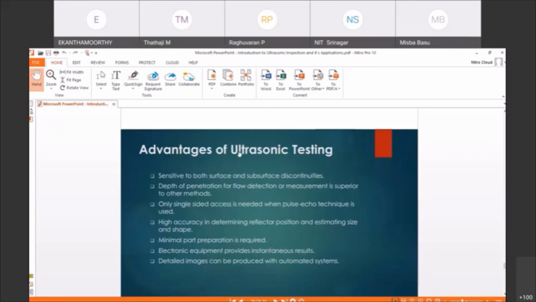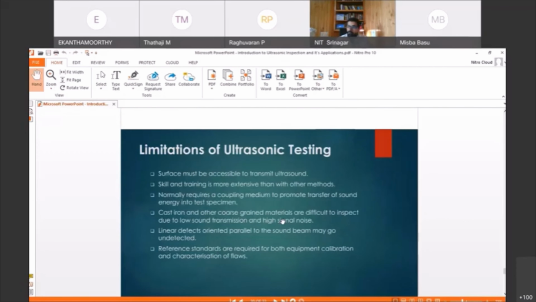And it is sensitive to both surface and subsurface. Mostly you can detect subsurface and internal defects also. And penetrating capability is superior to other methods. And you will get real-time images. In film radiography, you have to capture it on film, and again you have to interpret the film. But in this case, you can see the digital image directly. And you can store that image also, and you can make an automated system using ultrasonic. These are some of the advantages, and now some of the limitations.